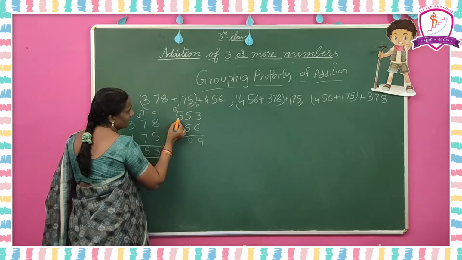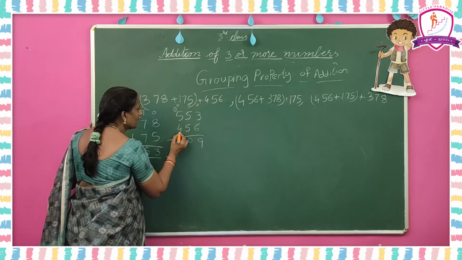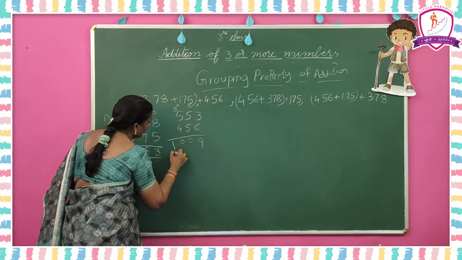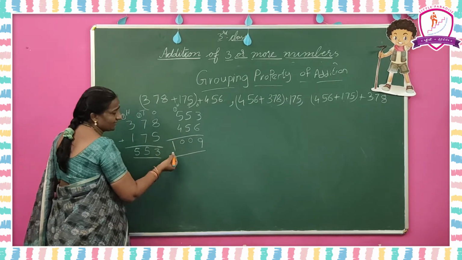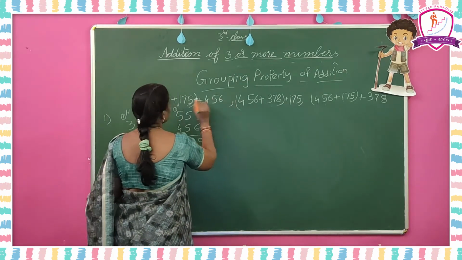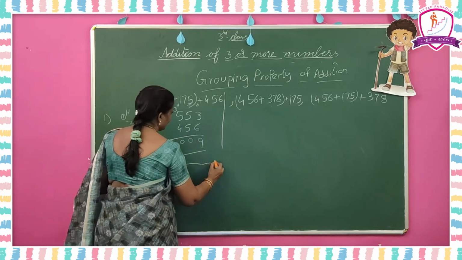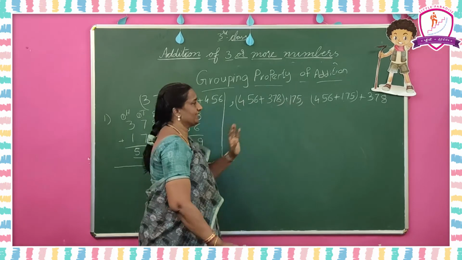1 plus 5 is 6. 6 plus 4 is 10. Here we got 10, means write 0 here and carry forward this 1 to the thousands place. This is 1000. Finally the answer is 1009. Next, up to here this one is complete. Now look at the answer of this side, this sum.